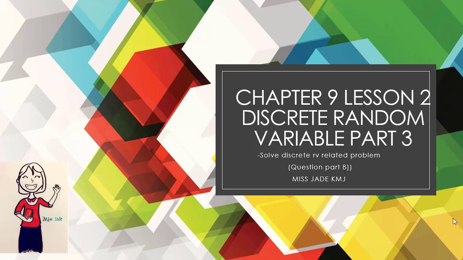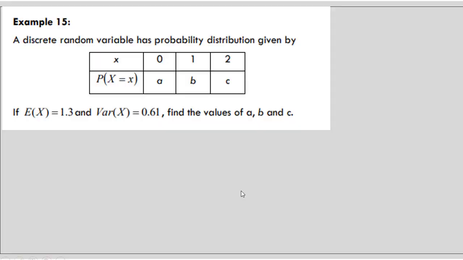Hi, see you again. After you watched the two videos previously, I hope that you really understand how to find the expected value and also the variance. And the most important thing is that you know how to figure out the unknowns from all the properties that we have learned in the lesson. So let us proceed to another two questions which are covered by the previous lesson. Okay, let us look at Example 15.